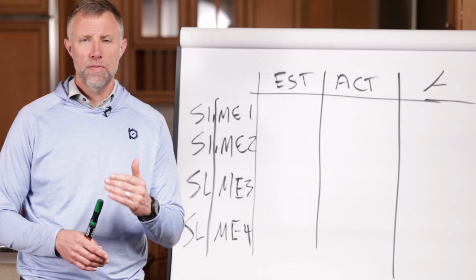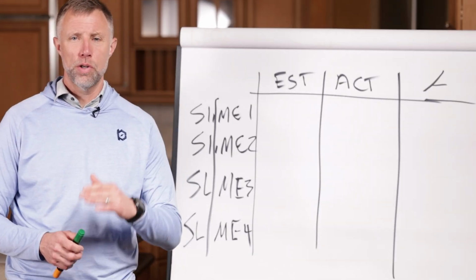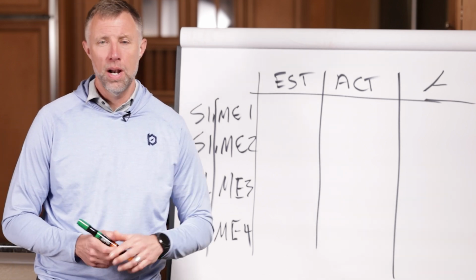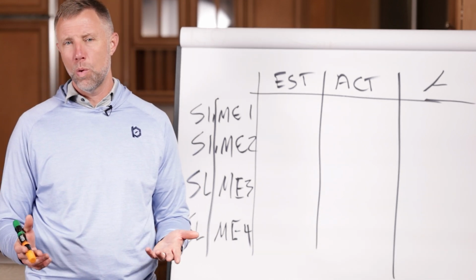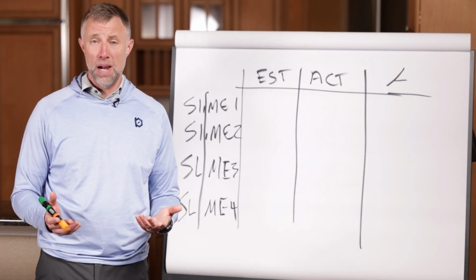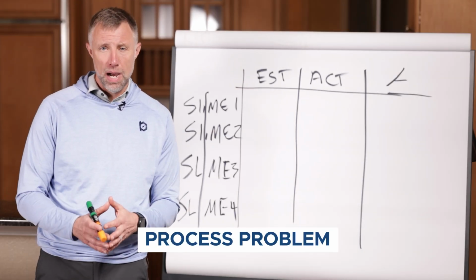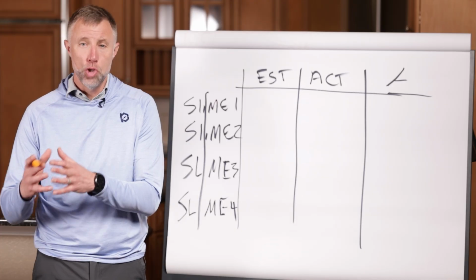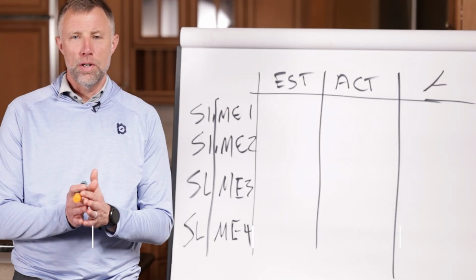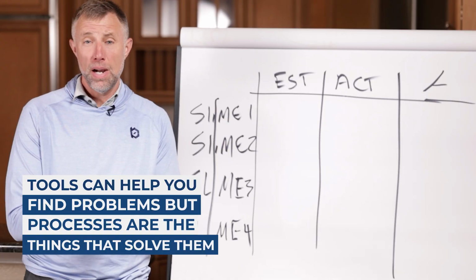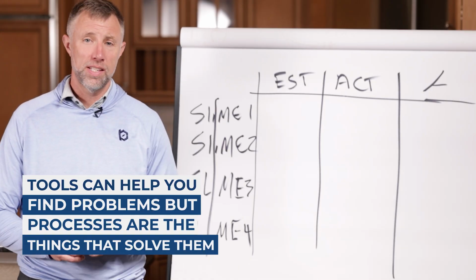But what we found more often than not is these contractors are suffering not from bad software, but from bad process. We tell people all the time, you don't have a marketing problem or a sales problem, and you don't have a software problem. What you have is a process problem, via which you can actually do all of those things with repetition, predictability, and meaning. Here's the thing about software. Tools can help you find problems, but processes are the things that solve them.